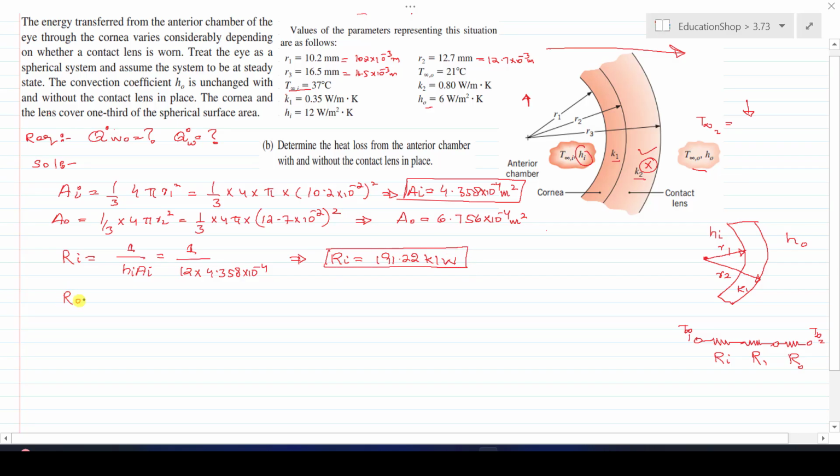Next is the R0 value, that is equal to 1 divided by H0 A0. H0 is 6 multiplied by A0, that is 6.756 multiplied by 10 to the power minus 4. Simply solve on calculators and you will get the R0 value, the resistance to the heat transfer outside the cornea, that is 246.7 Kelvin per watt.